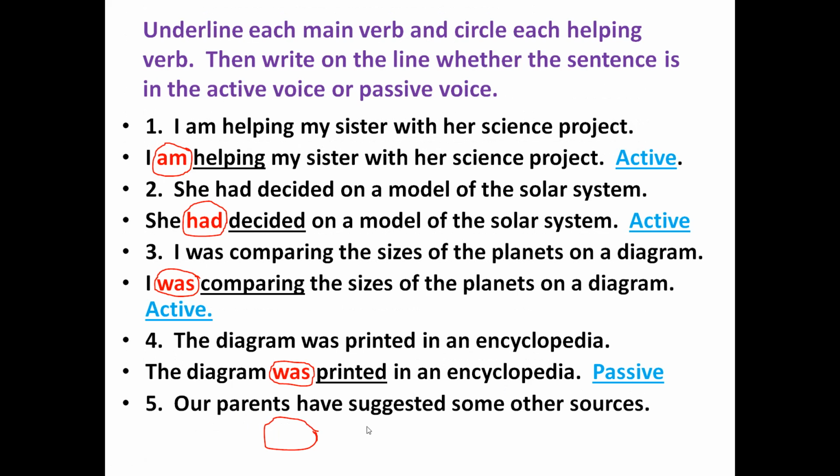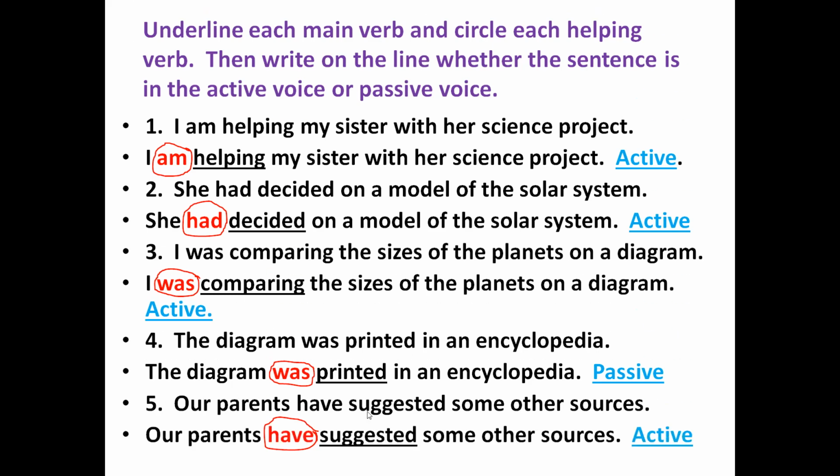Number next, our parents have suggested some other sources. Our parents have suggested. So the subject is doing something. So this is also an active voice, and you have to underline the main verb suggested and circle the helping verb. The helping verb is have. The word just before the main verb is usually the helping verb.